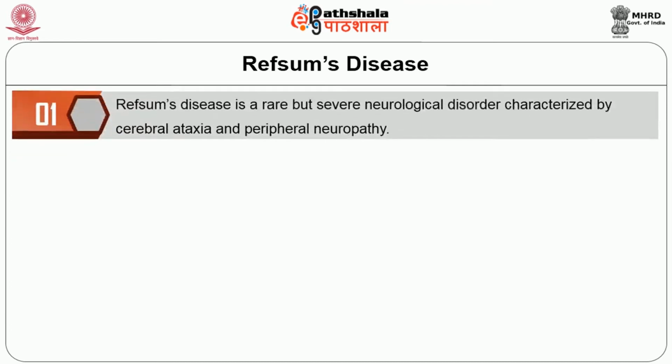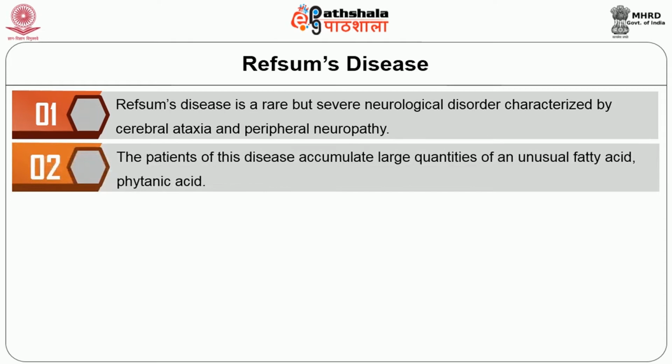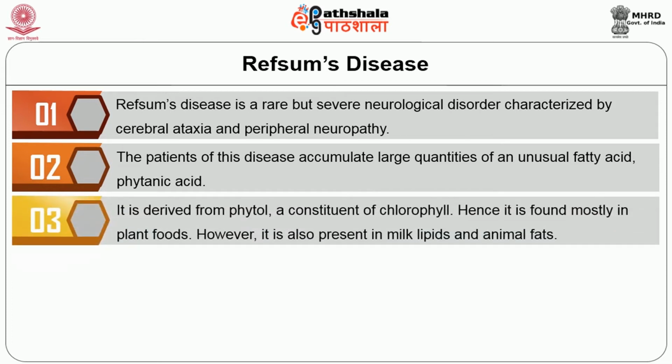Refsum's disease is a rare but severe neurological disorder characterized by cerebral ataxia and peripheral neuropathy. The patients of this disease accumulate large quantities of an unusual fatty acid, phytanic acid. It is derived from phytol, a constituent of chlorophyll. Hence, it is found mostly in plant foods. However, it is also present in milk lipids and animal fats.